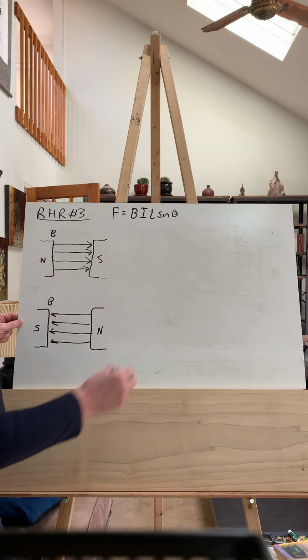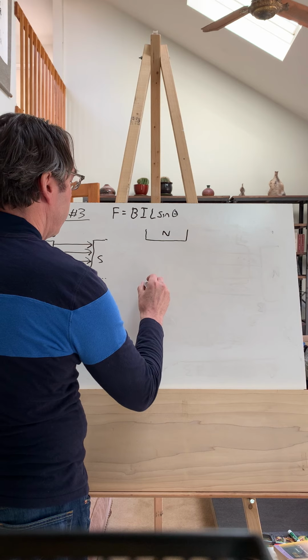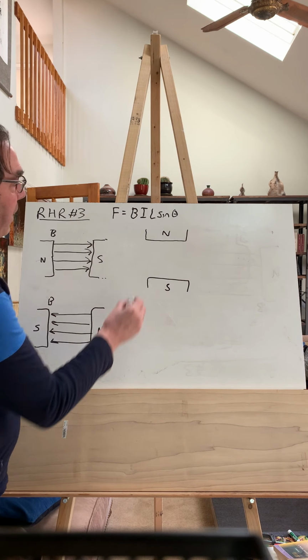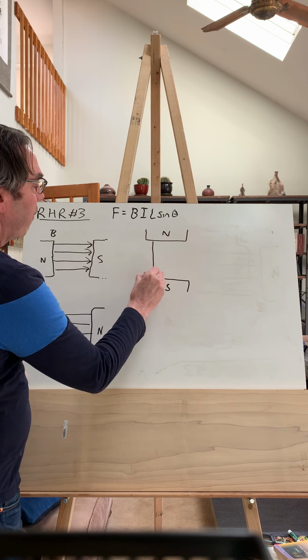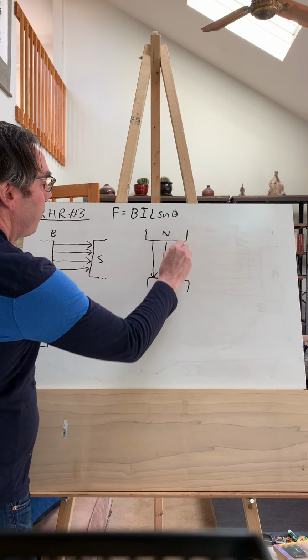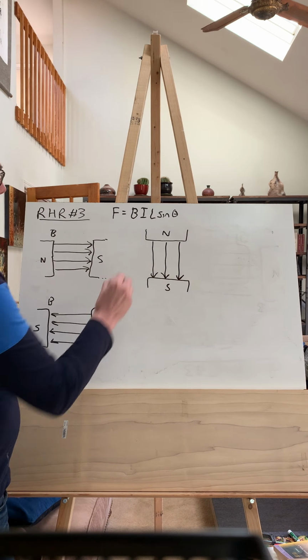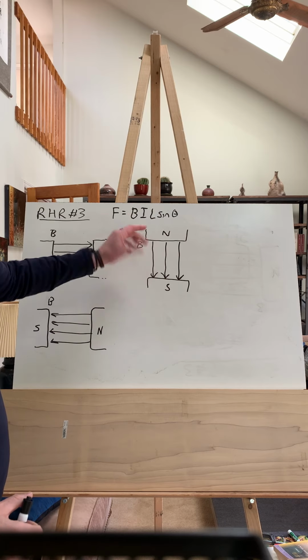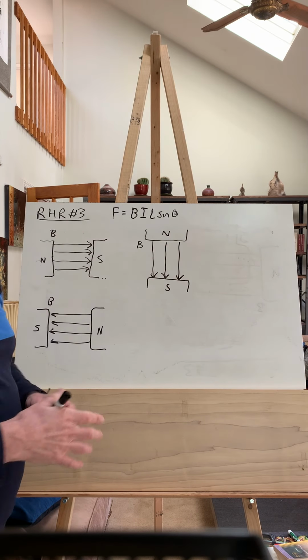We could also configure it like this, right? North and south. In this case, the external field would be going like this. Right? And we would label that B so we know what these arrows mean. Now, we could, of course, swap north and south, and then the field would be going vertically up, right?